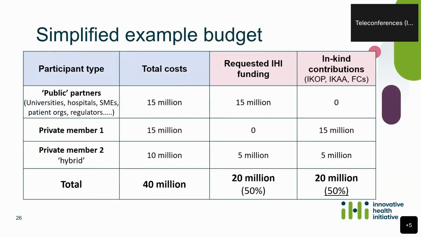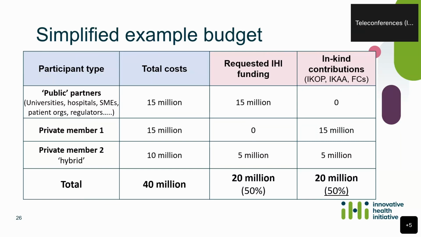you should see here that I've expanded what the private members could bring to a consortium. And again, this slide is a very, very simplified example budget. If you want to understand more, I suggest attending the webinar on Monday. But you can see here that private member 2 is what we'd call a hybrid type private member, where the total costs of their activities under the project would be 10 million, but they're only bringing 5 million of their own in-kind contribution, and the other 5 million is funded from IHI.